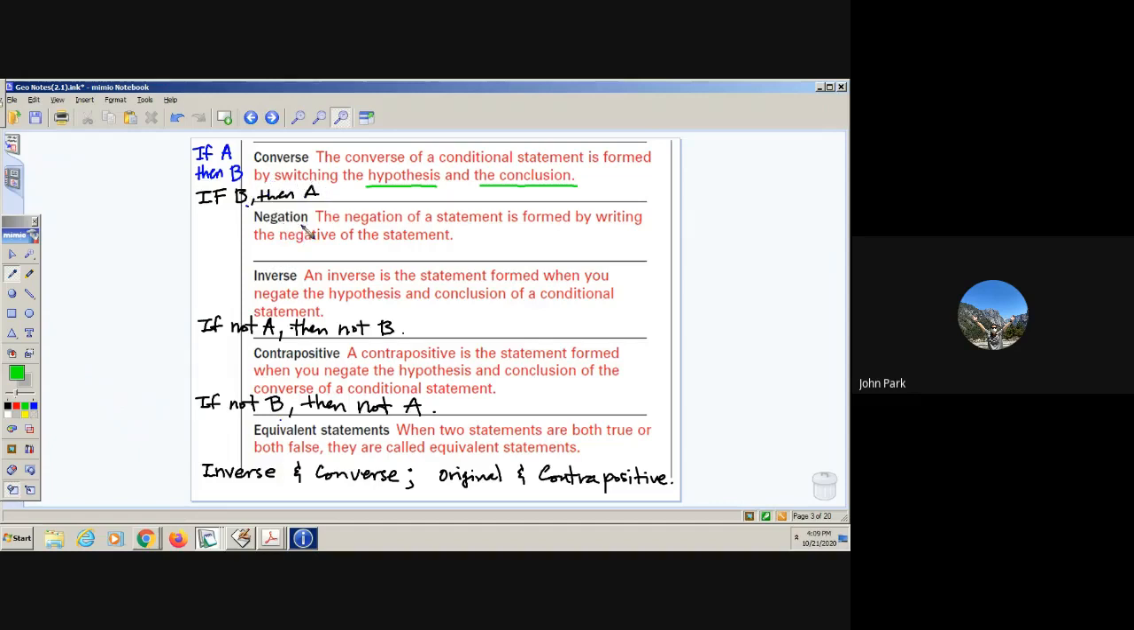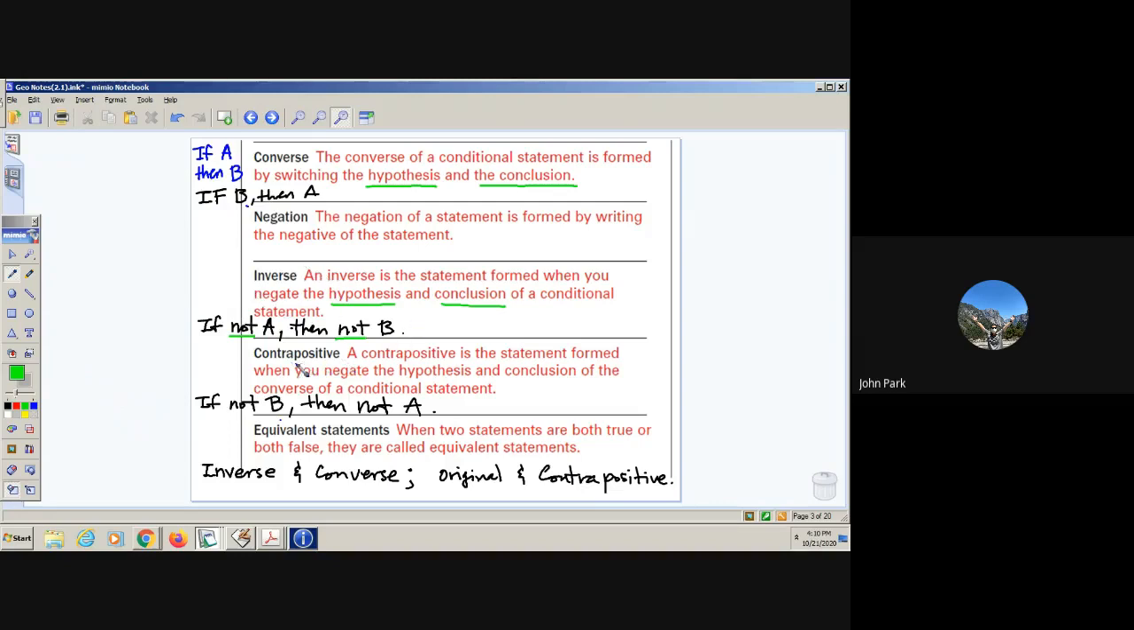Now, negation is just like the way it sounds. You're making it negative, or making it opposite. You're putting a not into the statement. We call that the inverse of the original conditional statement, where you put the not into the hypothesis as well as into the conclusion. So for the statement I made earlier, the inverse would be: if you are not in Mr. Park's geometry class, then you are not really smart.